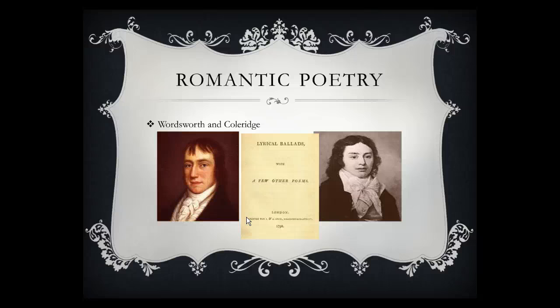And in 1798, both poets will publish Lyrical Ballads, which is one of the most influential literary works in the history of the English language. And so here you go. You can see the cover page there. This is Wordsworth. This is Coleridge.